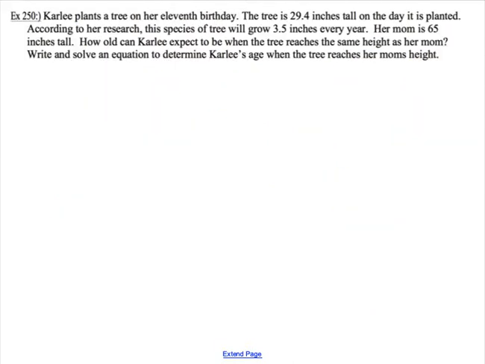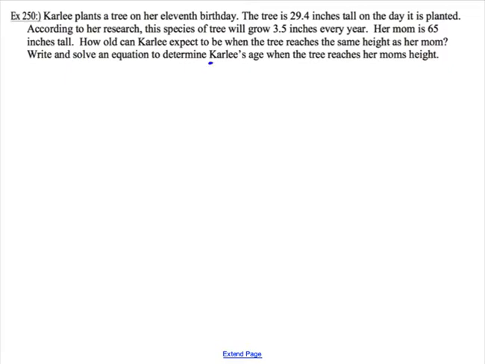Next example, example 250. Carly plants a tree on her 11th birthday. Oh, good idea, Carly. The tree is 29.4 inches tall on the day it is planted. So on the day of her birthday it's 29.4 inches tall. According to her research, this species of tree will grow 3.5 inches every year. Her mom is 65 inches tall. How old can Carly expect to be when the tree reaches the same height as her mom? Write and solve an equation to determine Carly's age when the tree reaches her mom's height.